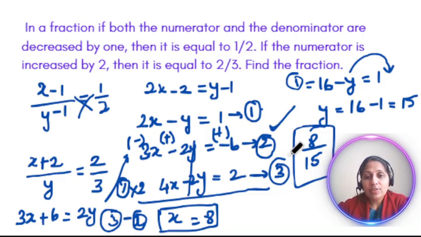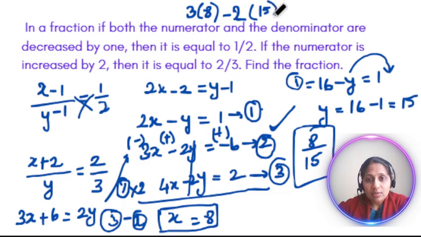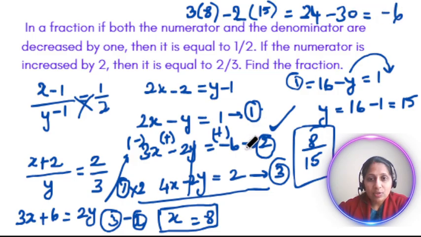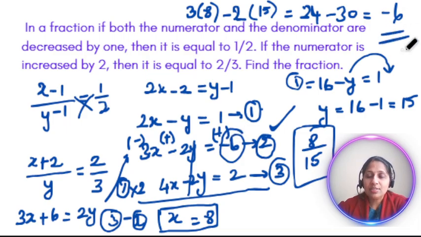3x minus 2y equals minus 6. Let me check that. So 3 times 8 minus 2 times your y, which is 15. 3 times 8 is 24, minus 30, which gives me minus 6. So here also I have minus 6. So my answer is right. Left hand side became equal to right hand side. I hope you are clear with the first question, right?